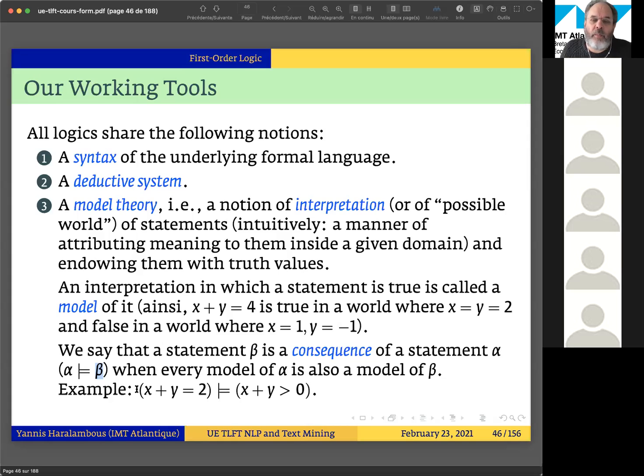And here you have an example. X plus Y equals 2, X plus Y positive. So in every situation where this is true, this is also true. The opposite is not valid. So this is a consequence going in one sense.